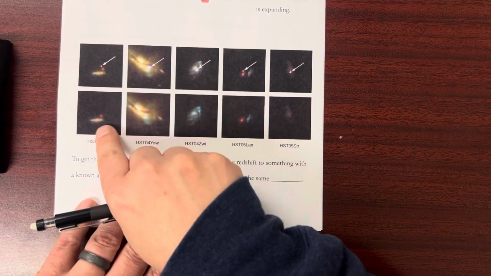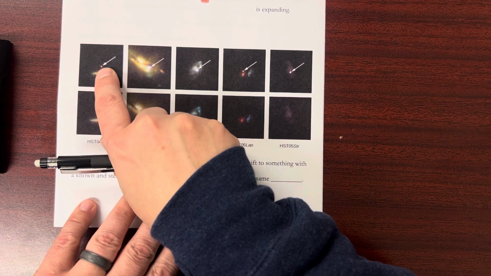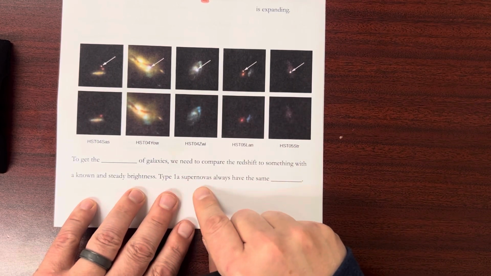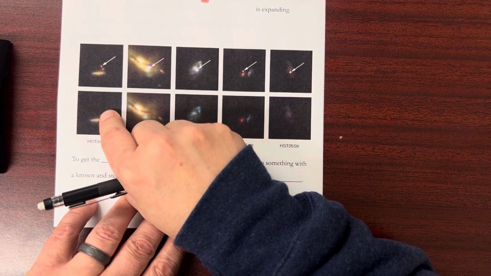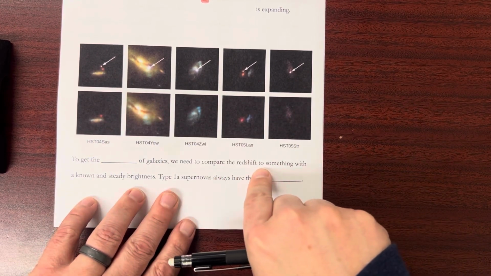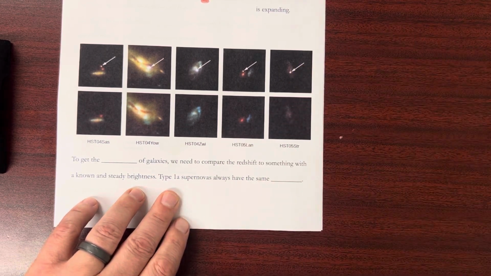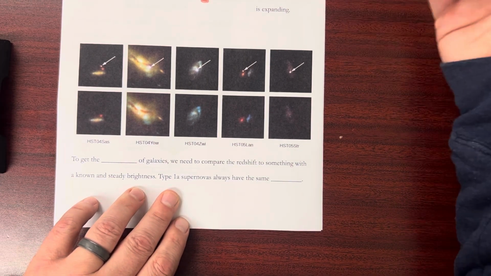Here are two pictures: here's the galaxy, and then here's a supernova that happened in this galaxy. And it has to be a type 1a supernova. Those can tell us how fast galaxies are moving. And then once we know that, we can start to get an idea of how the universe is expanding, how quickly it's expanding.